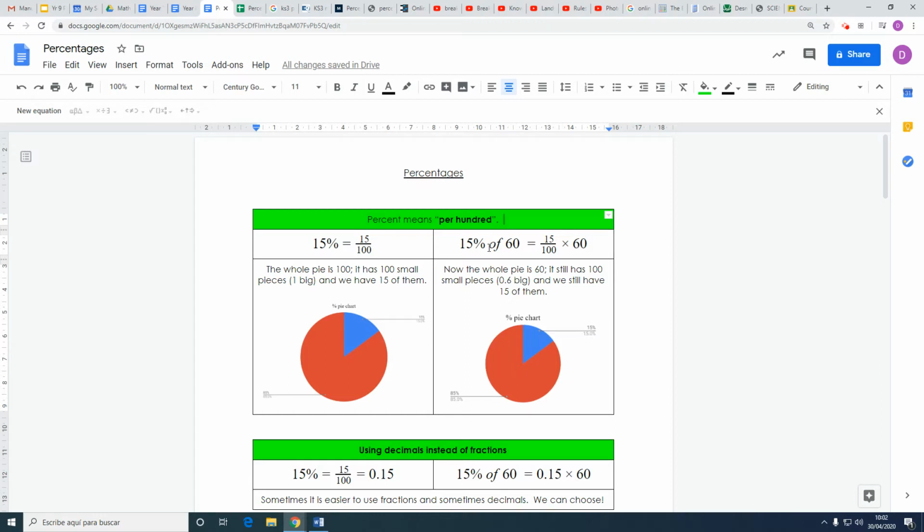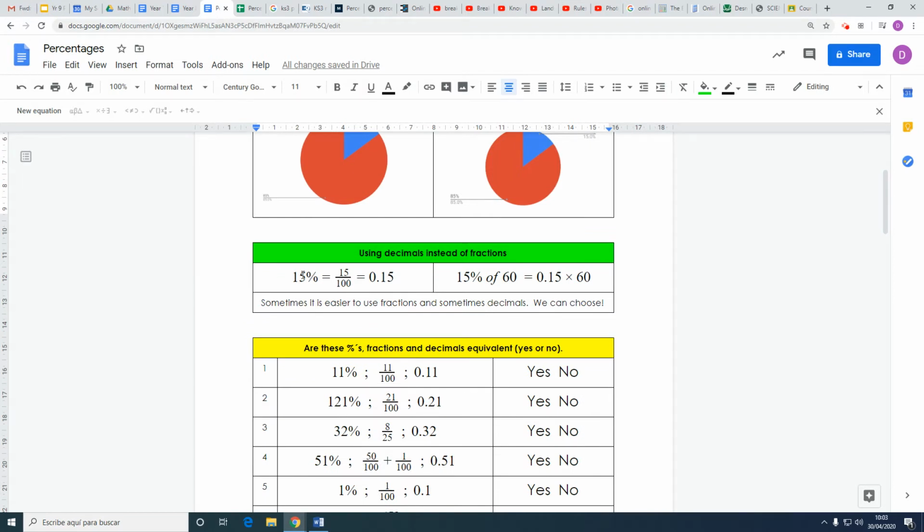But if the cake is smaller, because we have 15% of 60, or bigger, because we have 15% of 600, then the size of each piece will be different. In this case, it would be 0.6 big, because the whole cake is 60 and not 100 now. So we still have 15 pieces, but the pieces are smaller.